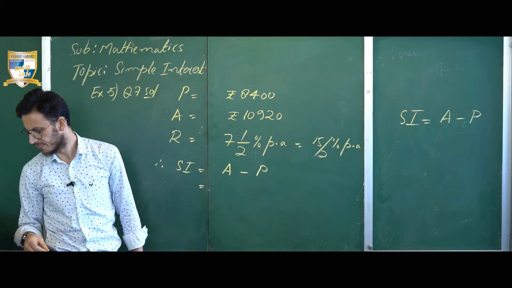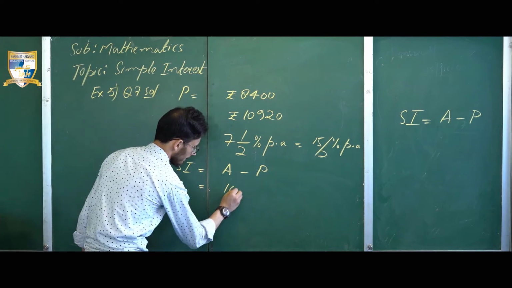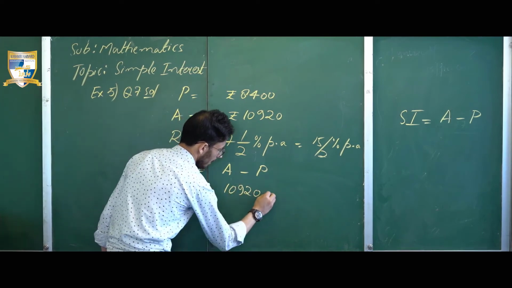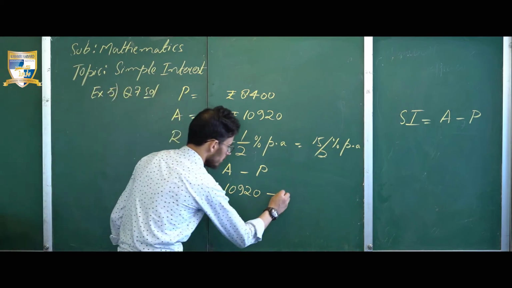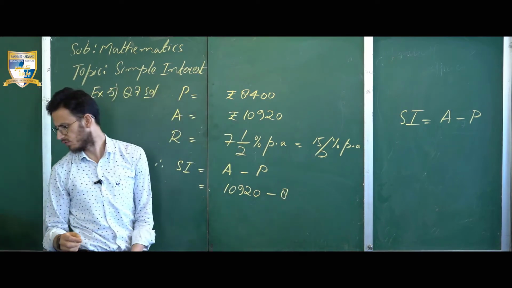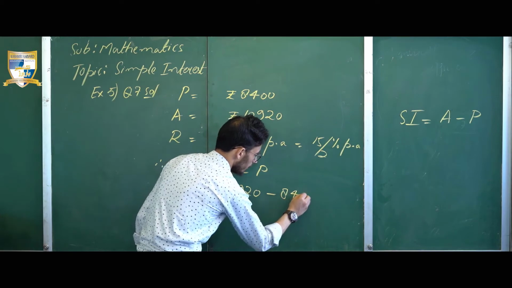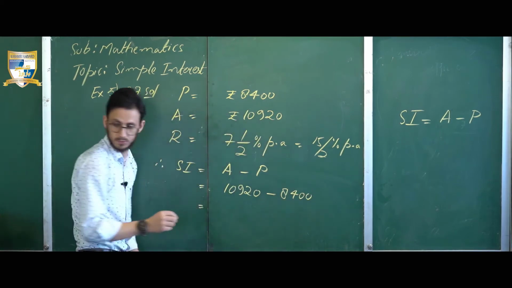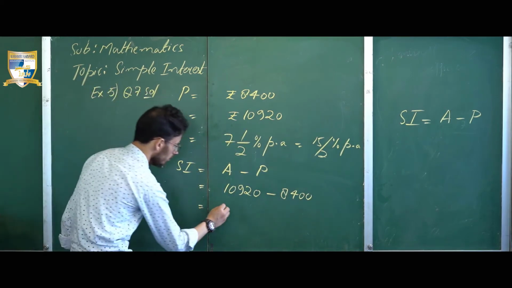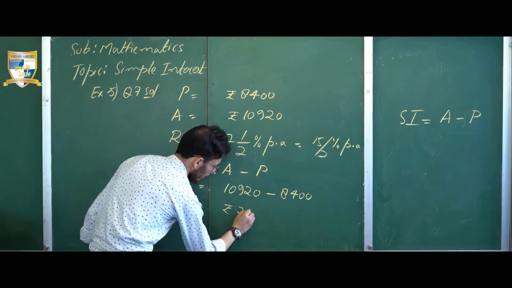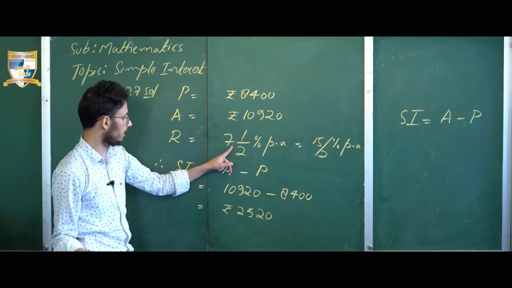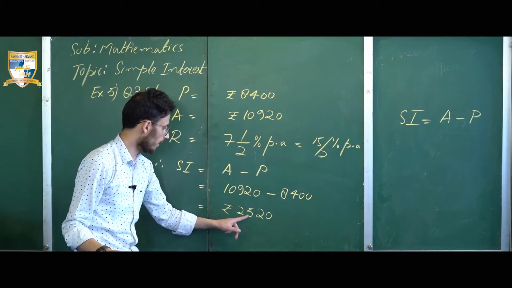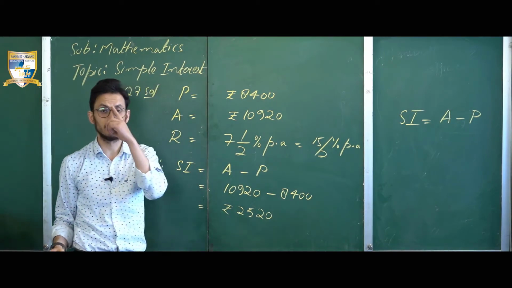What is our amount? That is equivalent to 10,920. And what is our principal, which is equivalent to 8,400. So after subtracting them, you will come to know what is your interest, which is equivalent to 2,520. It means our simple interest will become 2520. Now this is our simple interest.